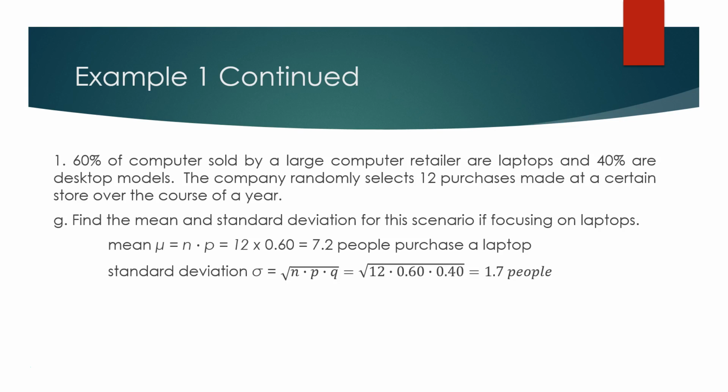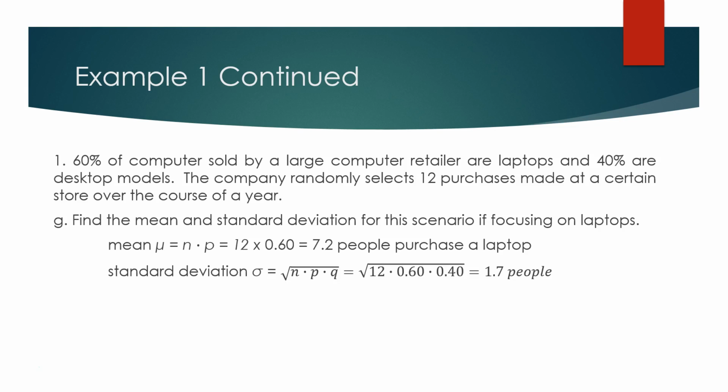So find the mean and standard deviation if we are focusing on laptops, which is what we've been looking at the whole time. So the mean is n times p. Now think about what this actually means. This is taking your sample size and multiplying the probability of success. So in this case, I'm saying, hey, I expect that 60% of these 12 sales would be laptops. So n times p is kind of what you might think of even if you didn't want to call it the mean. So how many laptops do you expect to sell out of these 12 orders? Well, 60% of them, because in general, that's the percentage of sales that are laptops. So this is 7.2 people when you do that multiplication.